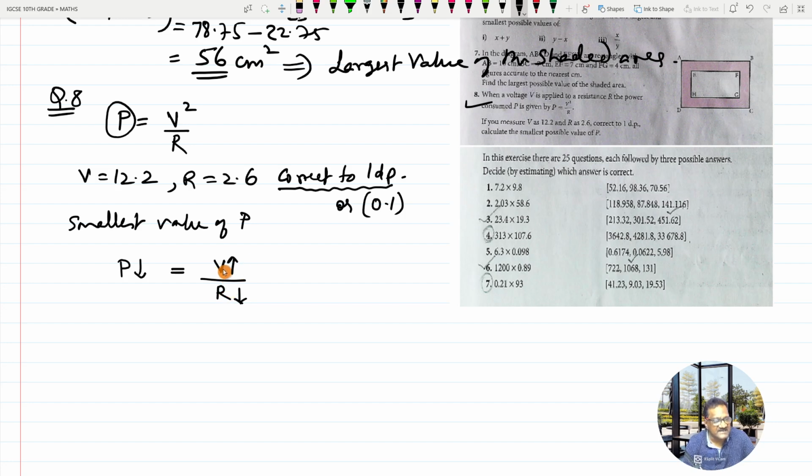Let me not put arrows, I'll just explain it the other way. I don't want to put these arrows, it will give you a wrong signal. See, P is equal to V square upon R is the formula, right? Now, suppose I tell you 25 upon 5. What is the answer? It is 5.